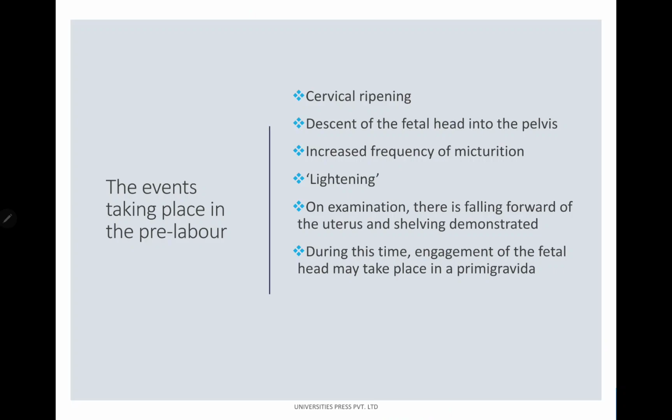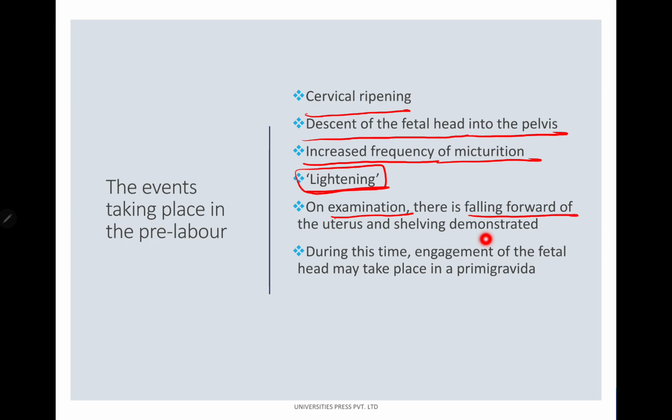The events taking place in pre-labor are cervical ripening, the descent of the fetal head into the pelvis, increased frequency of micturition, and lightening. On examination, there is falling forward of the uterus and shelving demonstrated. During this time, engagement of the fetal head may take place in a primigravida.